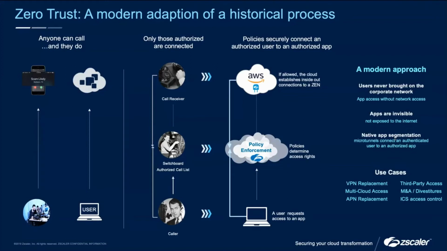But keep in mind, if you are actually connecting users to applications, third-party access is a possibility as well. So is connecting users to the multiple clouds or other things. The really powerful ones are like mergers and acquisition, where you can actually provide granular control of users going to apps without ever needing to connect networks. Things like APNs on handheld devices like for delivery companies and so forth, they can go away, and also providing access to industrial control systems.